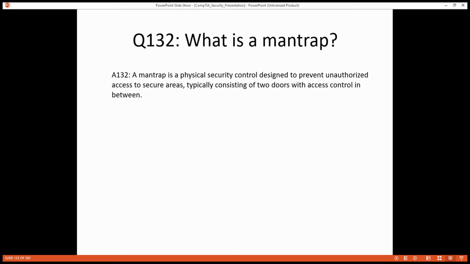Q132. What is a man trap? A132. A man trap is a physical security control designed to prevent unauthorized access to secure areas, typically consisting of two doors with access control in between.